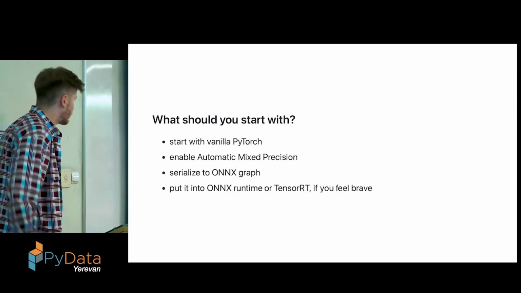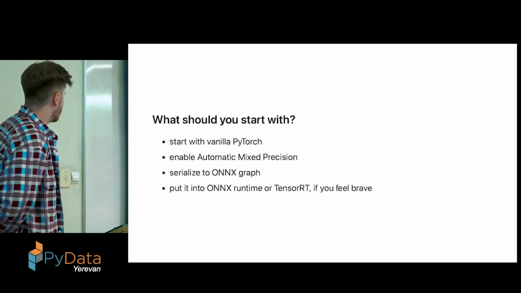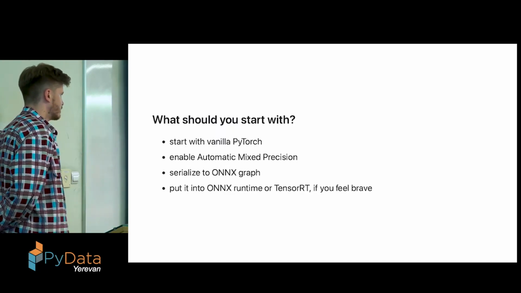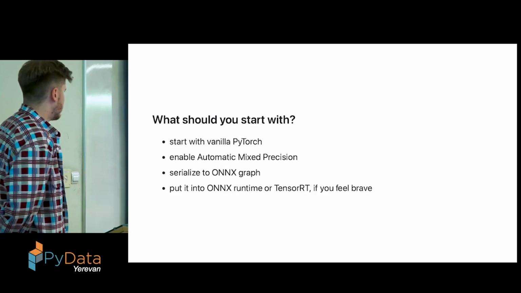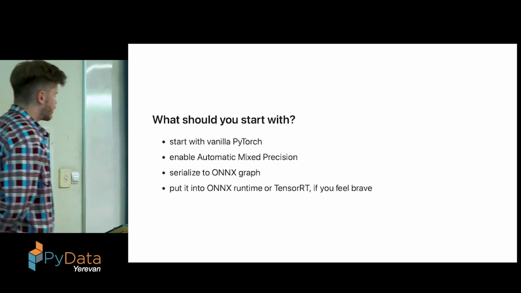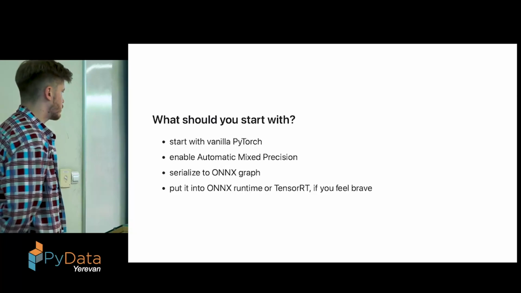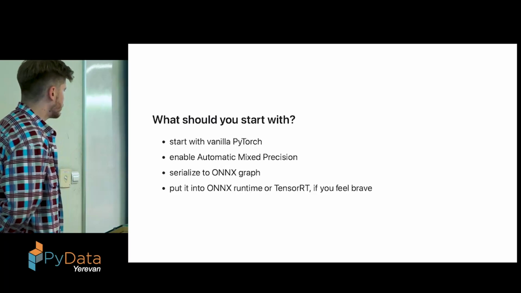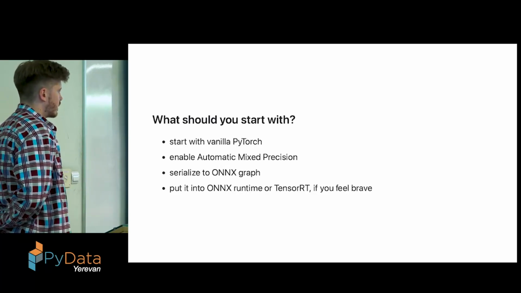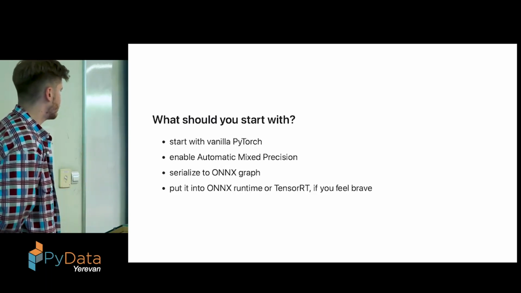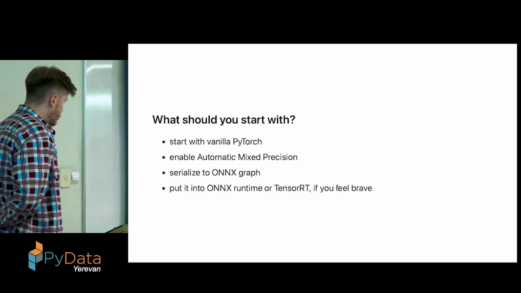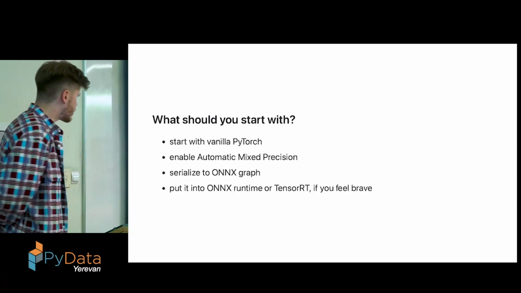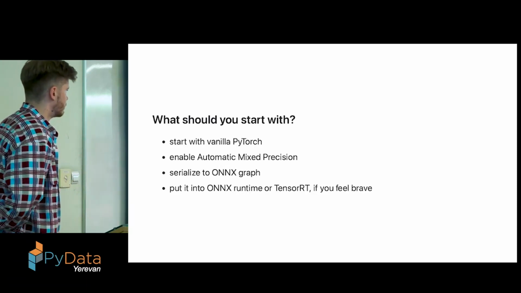So what can you start with? You can start with vanilla PyTorch. It's easy. Take any Hugging Face model and just make the inference. You can enable automatic mixed precision, that's built into PyTorch, as I already said. You can serialize your model to an ONNX graph, and after that use, for instance, ONNX Runtime for faster inference on the CPU. Or you can put your ONNX graph into TensorRT to accelerate GPU inference.